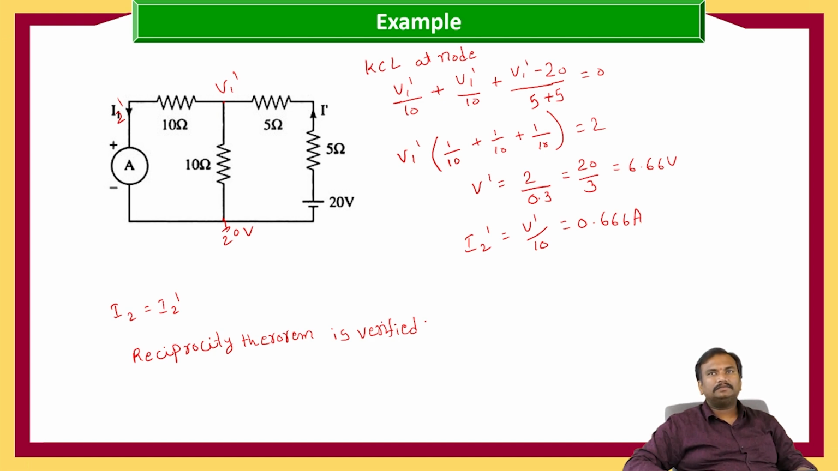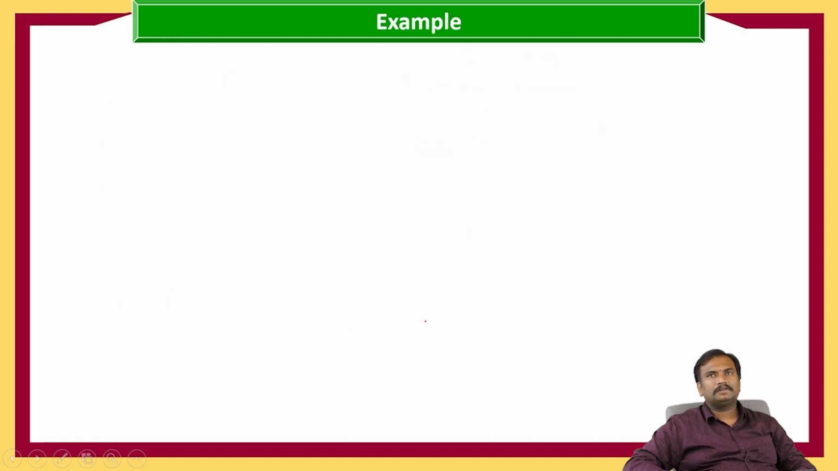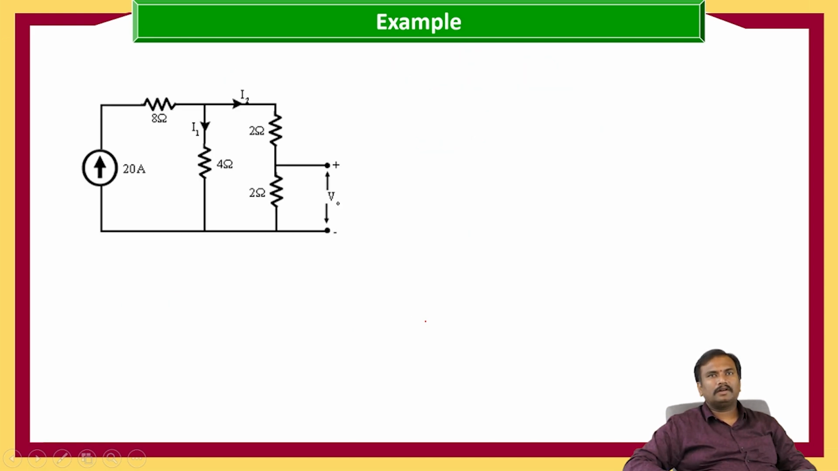This is our calculation for the reciprocity theorem using nodal analysis. Now we will go with the current source. When we are having a current source, how are we going to get the response? We are taking it as voltage V0.